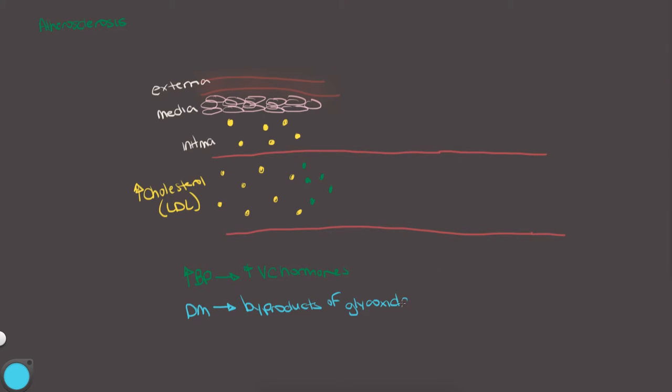Glycoxidation. And these byproducts circulating through the blood can also stimulate our endothelial lining.